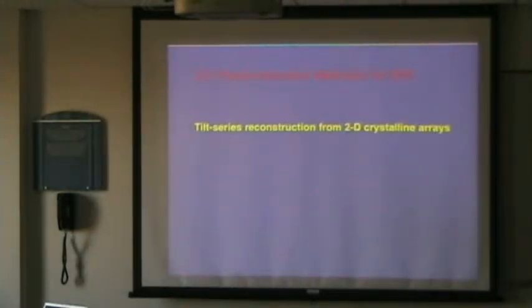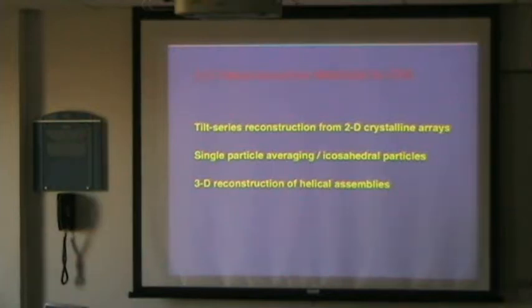So what can we do with EM? Typically we can either do a tilt series reconstruction from 2D crystals. We usually don't use 3D crystals. In most cases we use a 2D crystal. We can do single particle averages or icosahedral particles, provided these particles are big enough. Or we can do a helical 3D reconstruction, provided that we know the helicality, or we have a helical object in front of us, like an actin filament, for instance, or a microtubule.